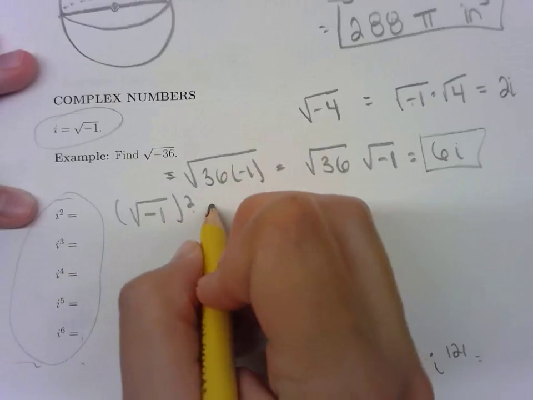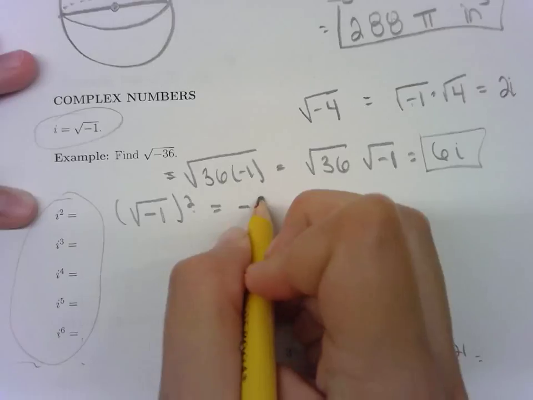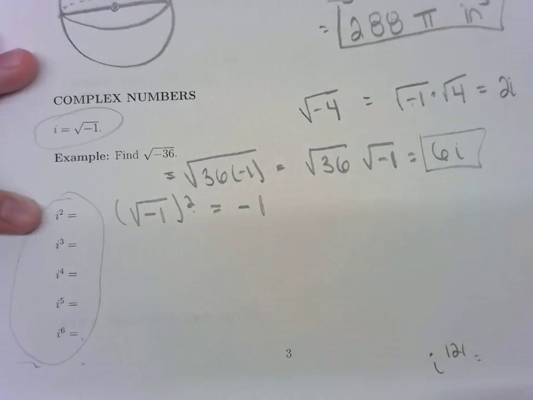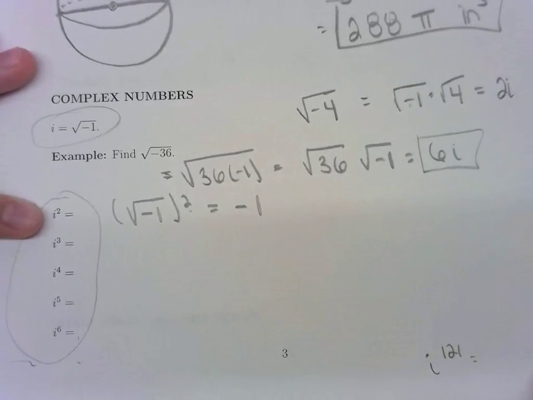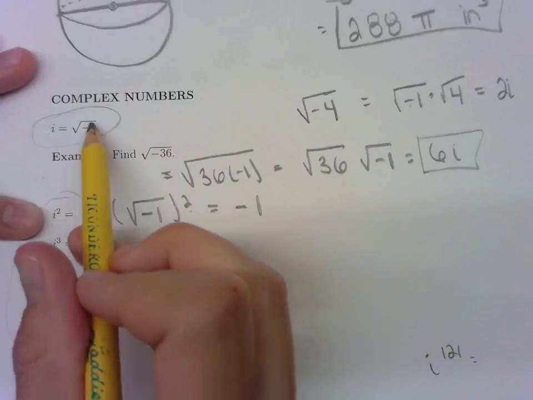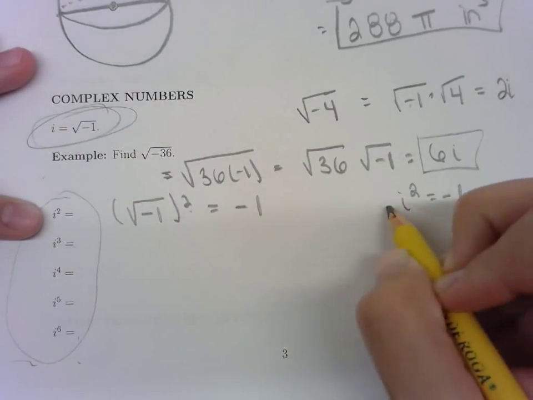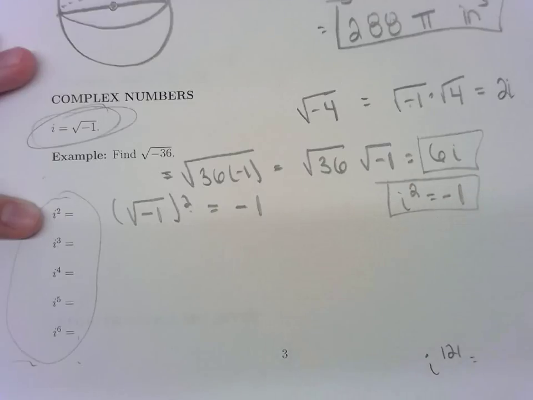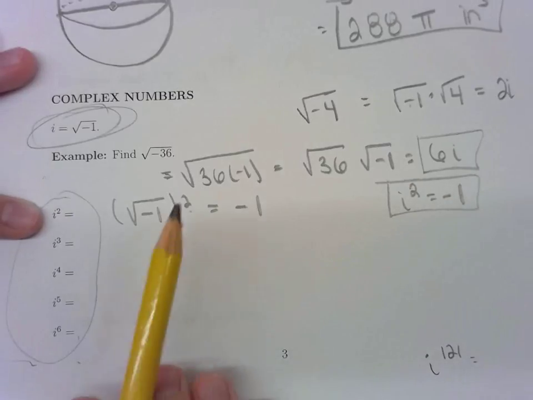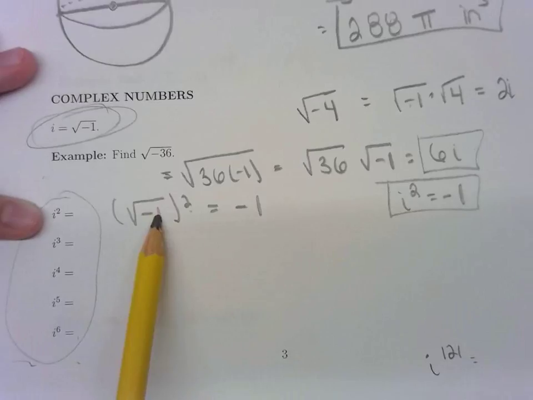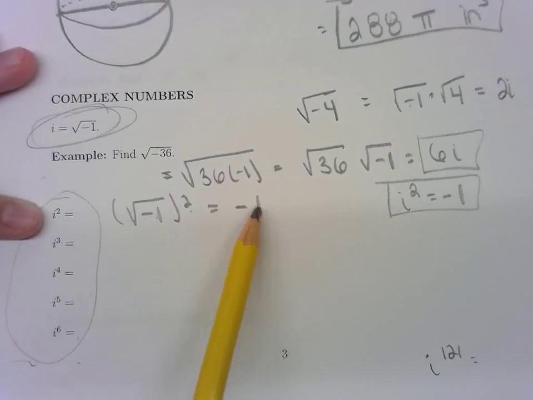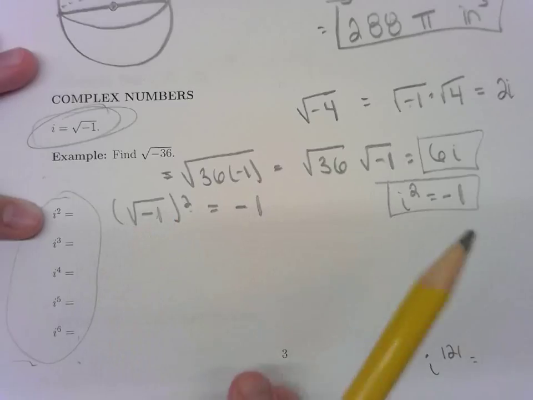So this actually ends up being -1, and this is by definition. Actually, I think the SAT will give you this. They may just give you this one. I think they give you i squared is -1. So this is by definition, i squared is -1. I see a lot of times students will say this is +1 because two negatives make a positive, but that is not the case here.